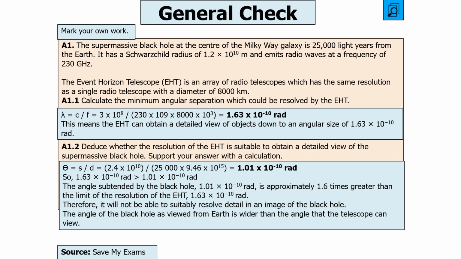So we can see here that the value of the minimum angular separation of the telescope is greater than the angle subtended by the actual supermassive black hole. So that's about 1.6 times greater than the limit, so therefore it wouldn't be able to resolve a detailed image of the black hole. So the angle of the black hole, as viewed from the Earth, is smaller than the angle that the telescope can resolve.